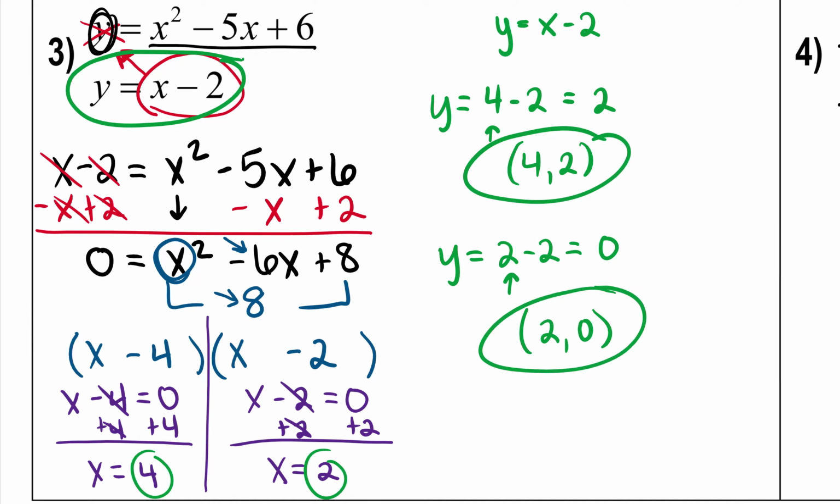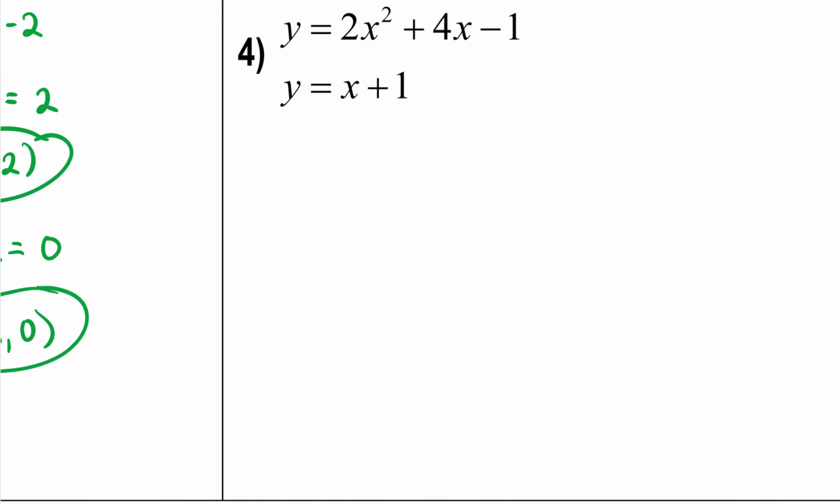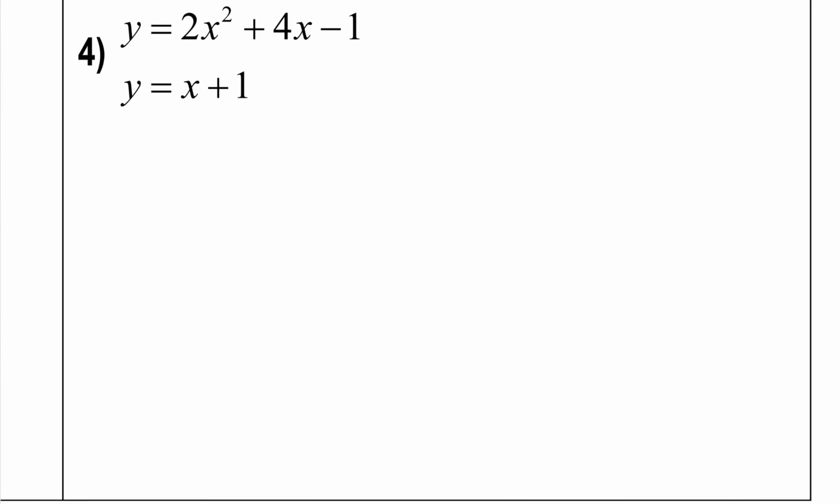So my two answers would be 4, 2, 2, 0. So hopefully that didn't seem like a lot. You just pretty much set them equal to each other, moved everything to the right, factor, plug in the x's, and you're done. So let's do that one more time over here and do the same thing. I'm going to take this part and replace it with this y.